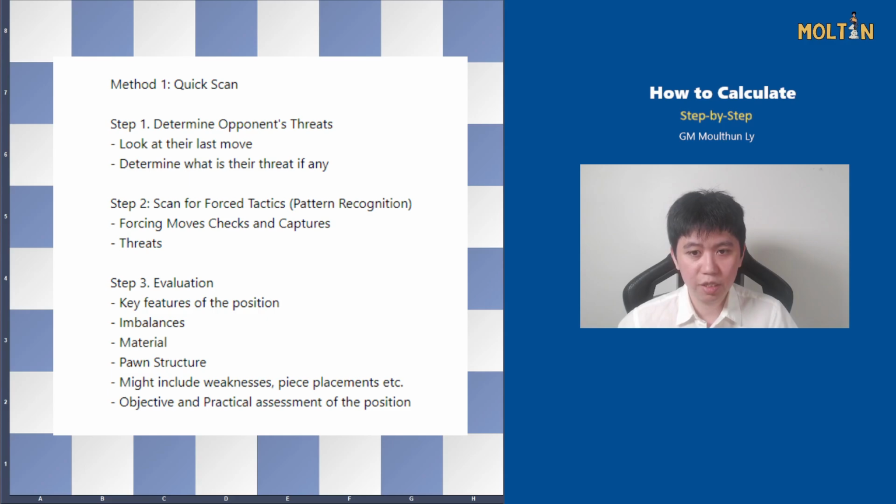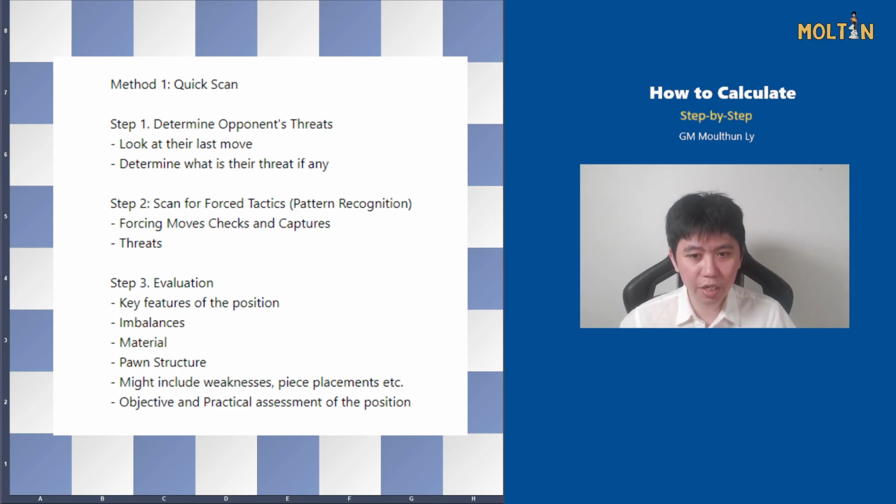Perhaps. So then we go on to step 2, which is to look for forcing tactics. There are differences between forcing tactics and non-forcing tactics. Here we're looking for mainly checks, captures, and threats in the position. So we start usually in that order, and we keep looking until we reach a conclusion. Once we can no longer see any more forcing moves, that's usually when we end our calculation, and then we make an evaluation of the position.